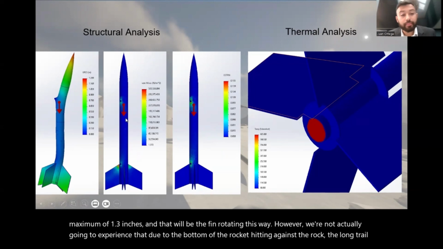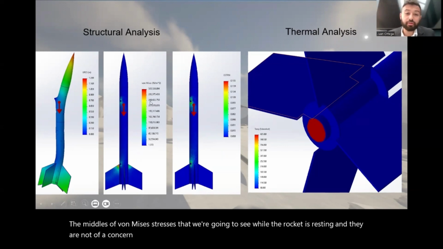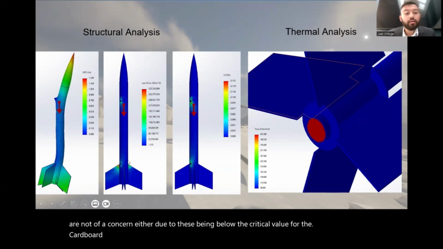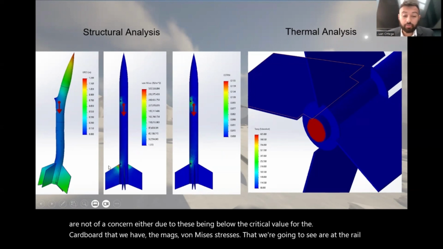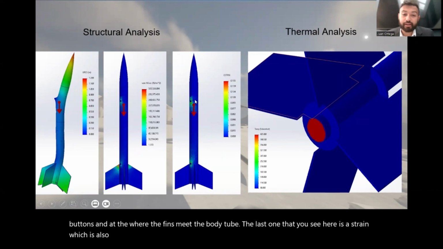The middle is the von Mises stresses that we're going to see while the rocket is resting, and they are not of concern either due to these being below the critical value for the cardboard that we have. The max von Mises stresses that we're going to see are at the rail buttons and at where the fins meet the body tube. The last one that you see here is a strain, which is also negligible, and we're going to see max strain at the launch buttons.